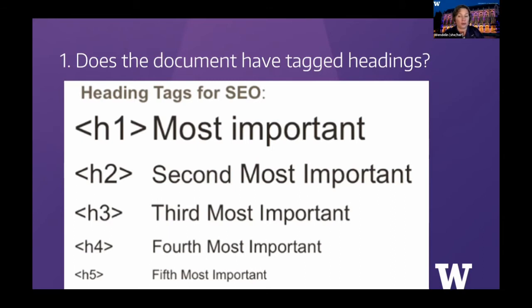Bonus, properly used H tags also improve search engine optimization, which helps people find your content. Many accessibility fixes offer a wide range of benefits for everyone.